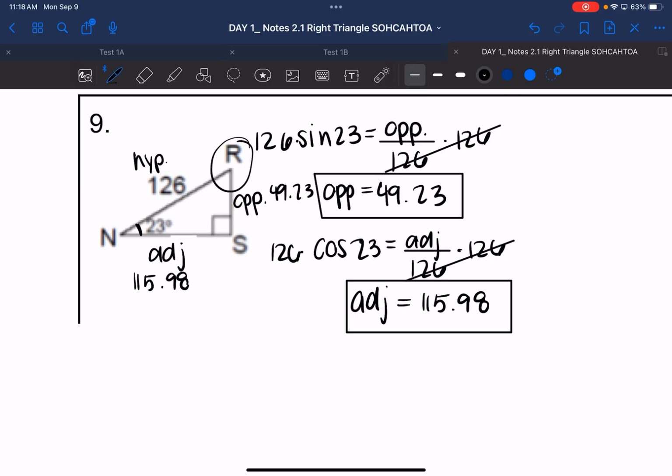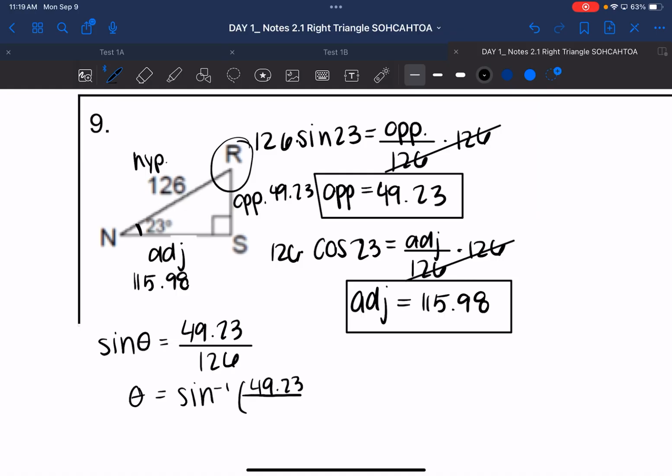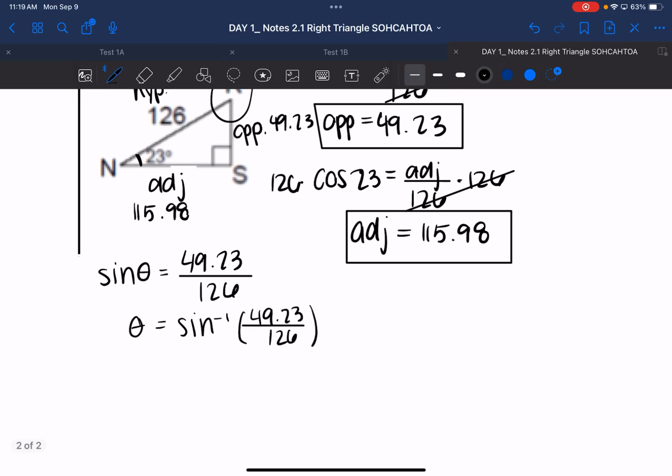So let's say we chose to use sine. Okay, so I would have sine of theta is equal to opposite, which is found to be 49.23, right? Over the hypotenuse, which is the 126, right? And I could do it just like we did in the last section, where I take sine's inverse of 49.23 over 126. But does anybody notice anything else we maybe could have done instead?